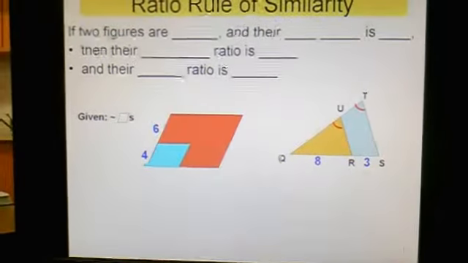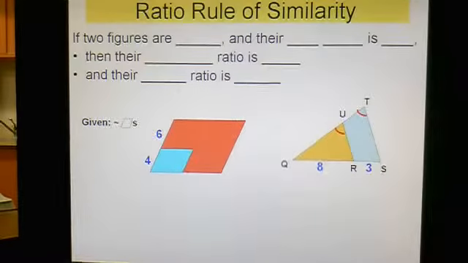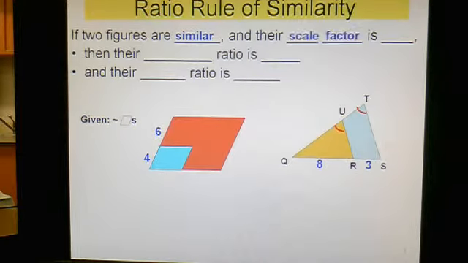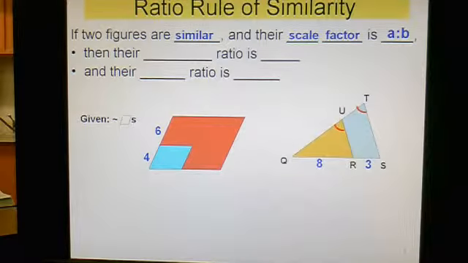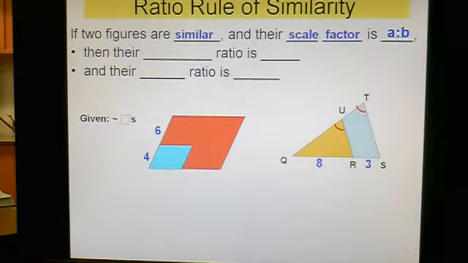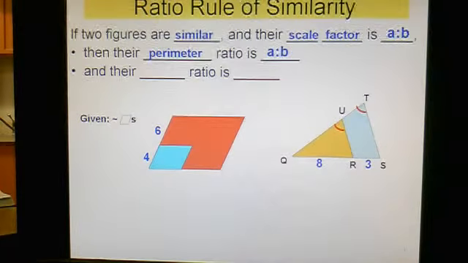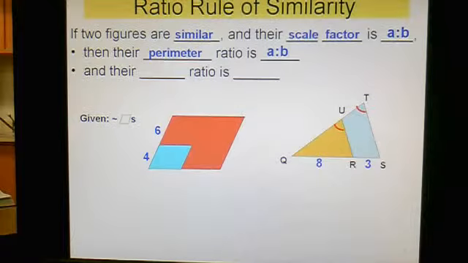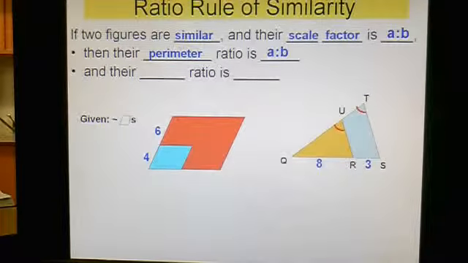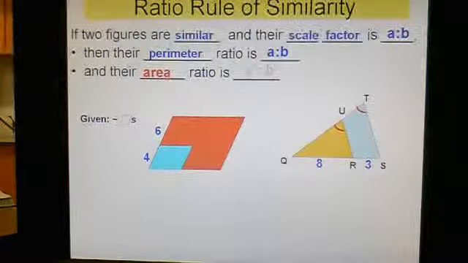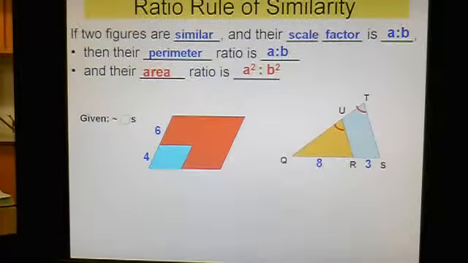If two figures are similar, the ratio between them, the scale factor between them, is A to B. You probably can fill in these next blanks just based on those warm-up problems. The perimeter is also going to be A to B. You don't have to add up all the sides to figure that out. So this is sort of the shortcut. Area ratio is this scale squared. So it's whatever A is squared to whatever B is squared.